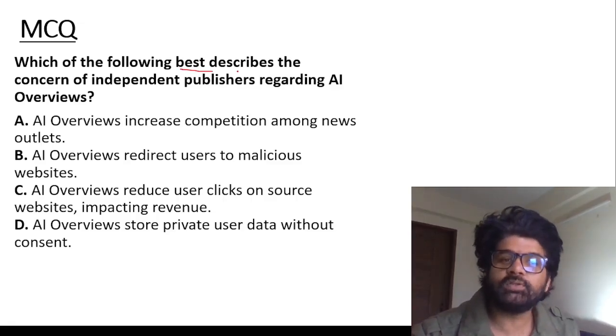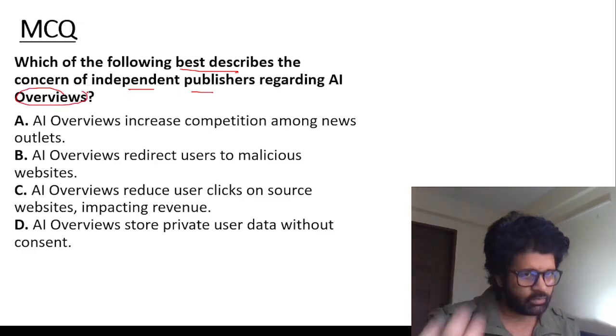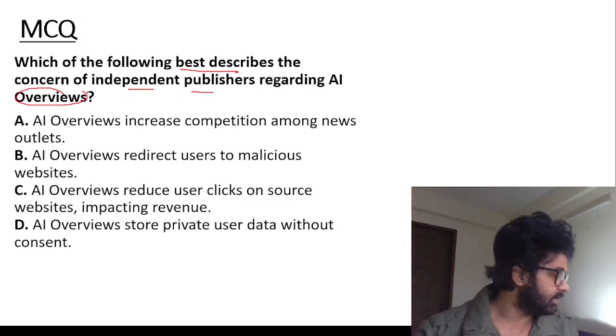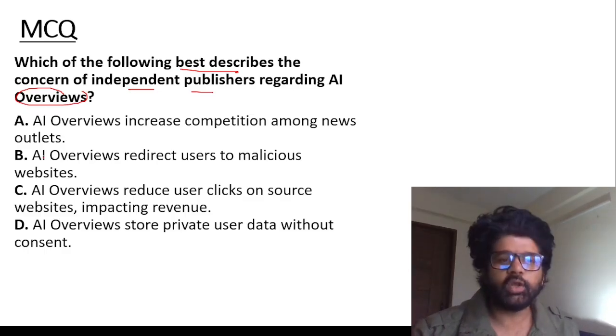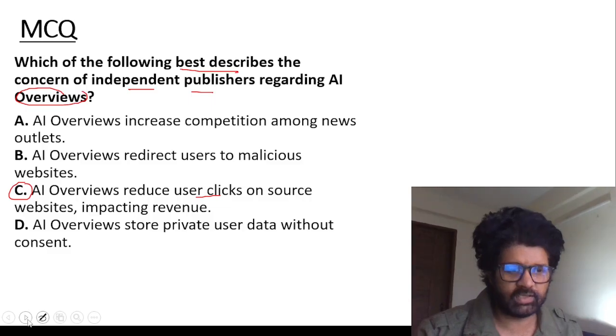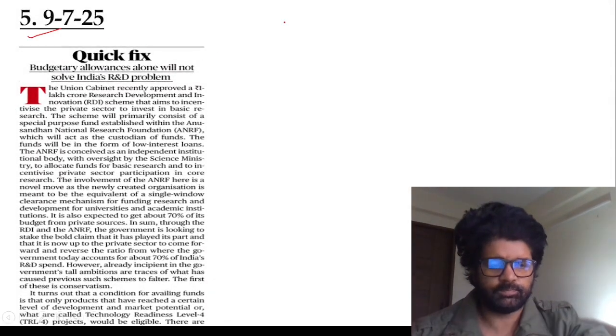Which of the following best describes the concern of independent publishers regarding AI overviews? Have a look at these options and try to solve this question and be a good boy. I love you. So AI overview reduce user clicks on source website, impacting revenue. C is the answer. Let's move on to the next article, fifth article.